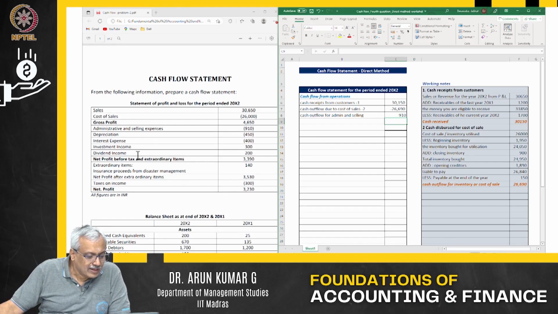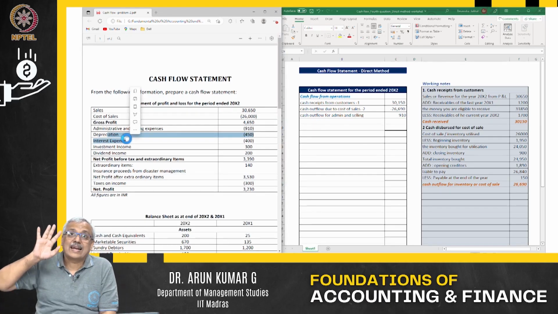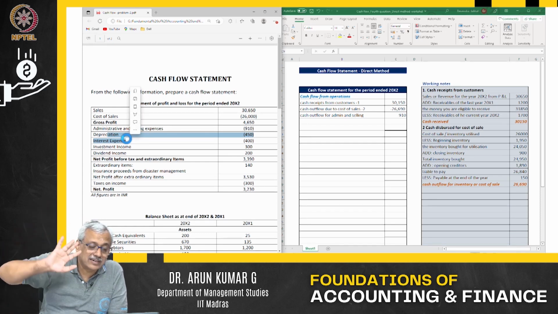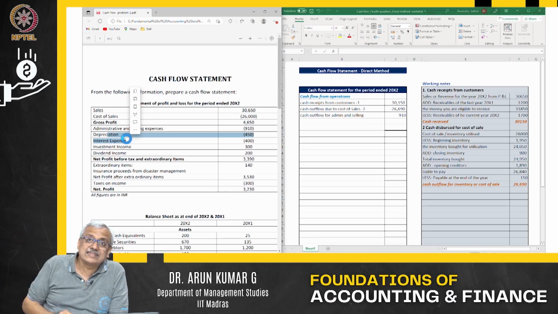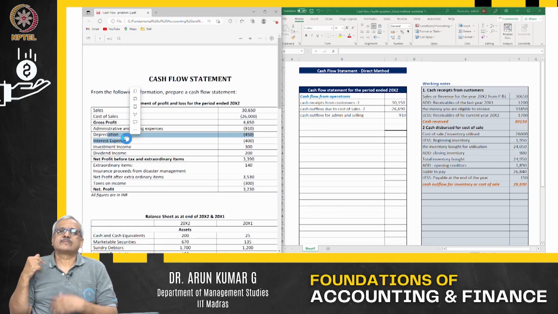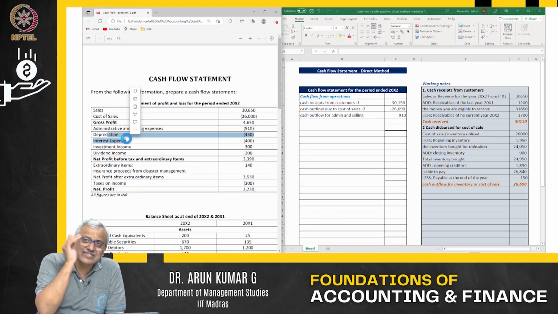Then there is the depreciation, which is a non-cash outflow. I will not take it into consideration, since I am doing a direct method. Interest expenditure is not a cash outflow because of operations, so I will ignore it. Investment income is not an income because of operation, but because of an investing activity, so it is not considered.